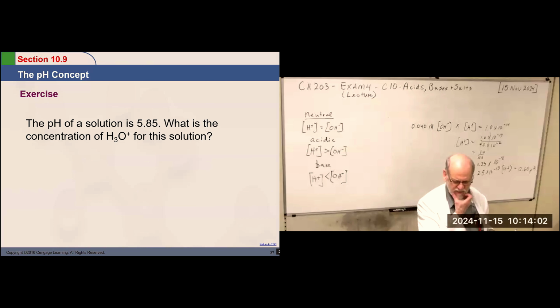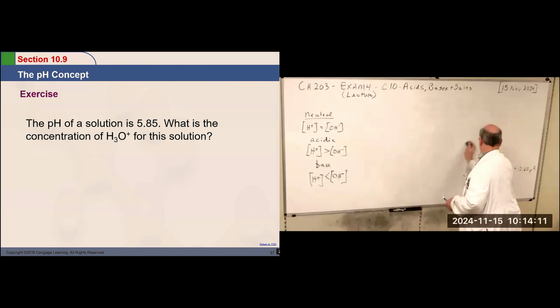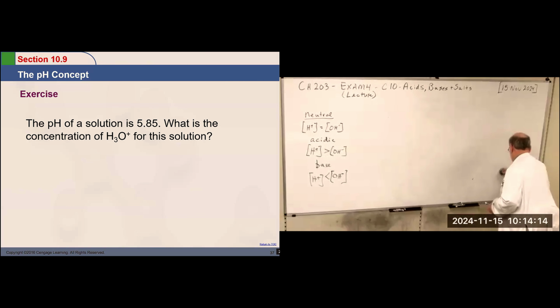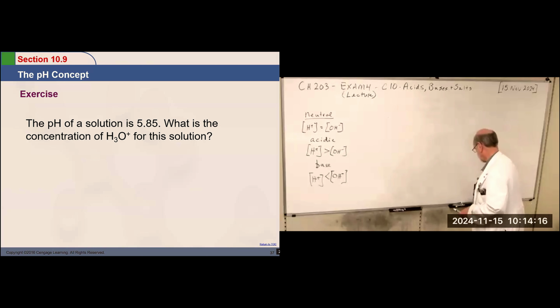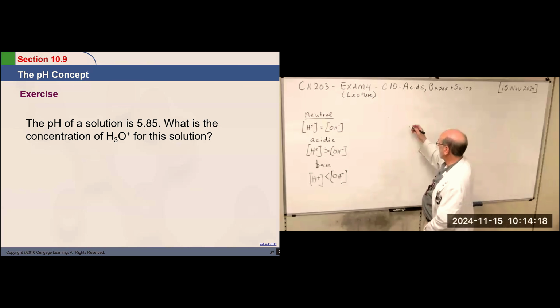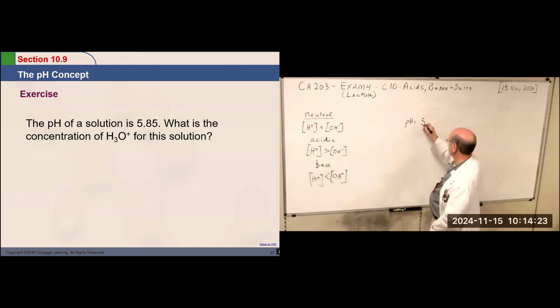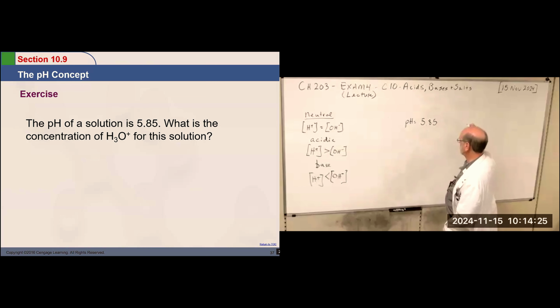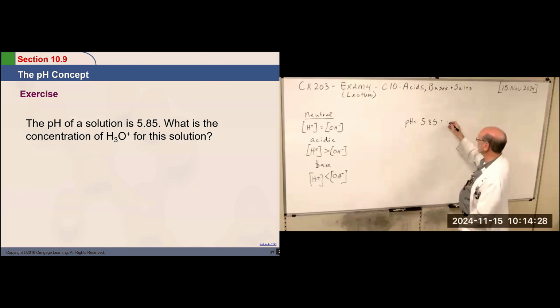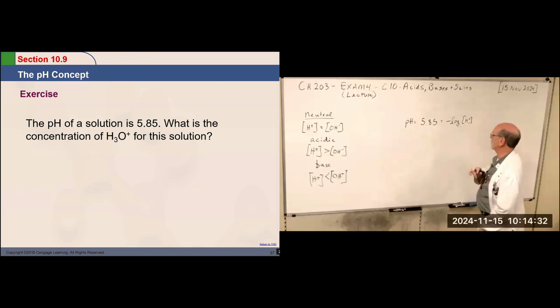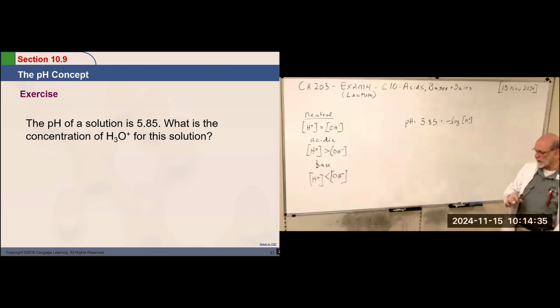I haven't taken a peek at my slides to see. The pH of a solution is 5.85. What's the hydrogen ion concentration? Okay, now we're going to go backwards. So let's make room. All right, if pH is equal to 5.85, then that is equal to the negative log of the hydrogen ion concentration, right?